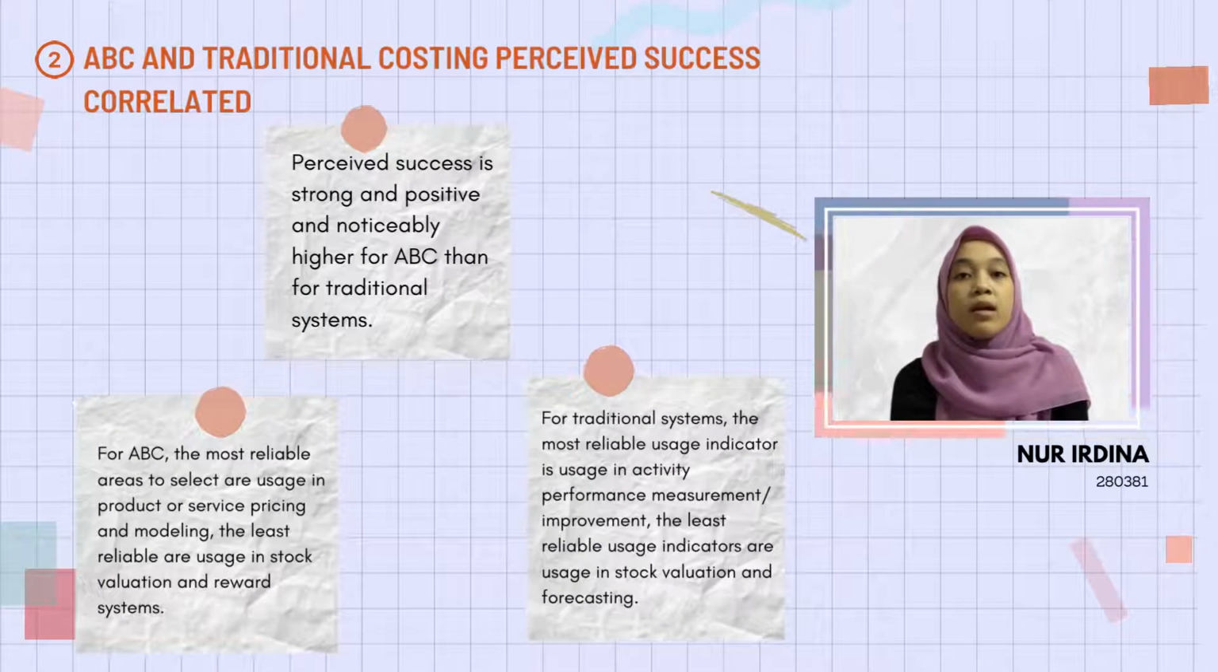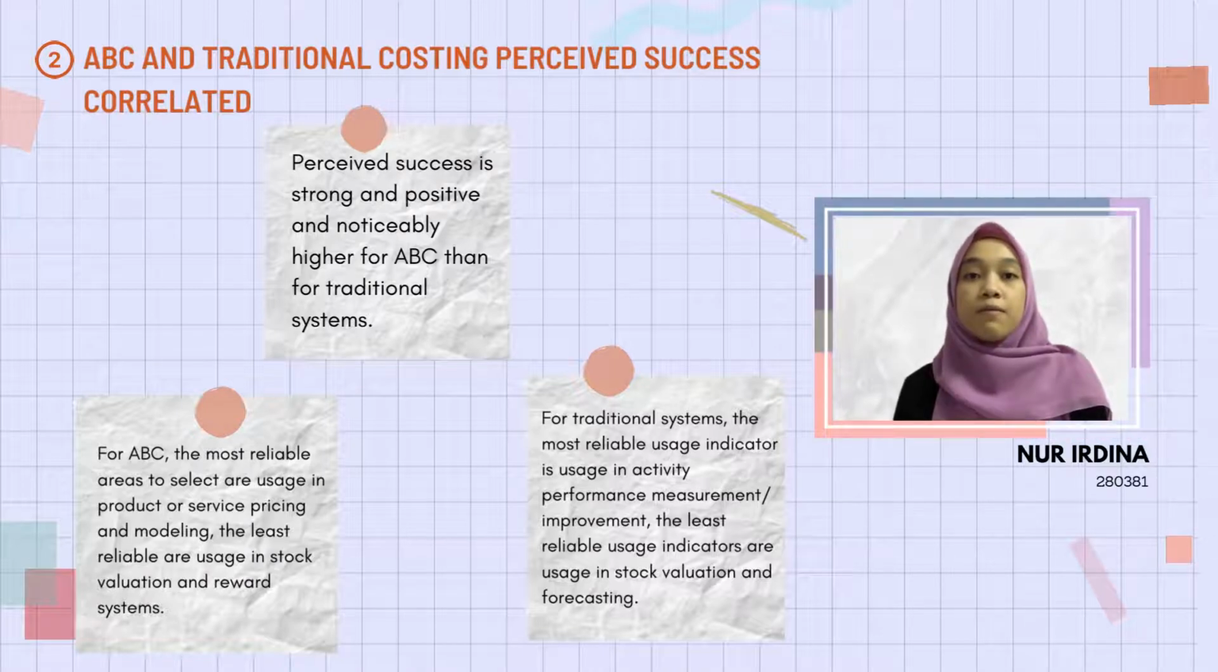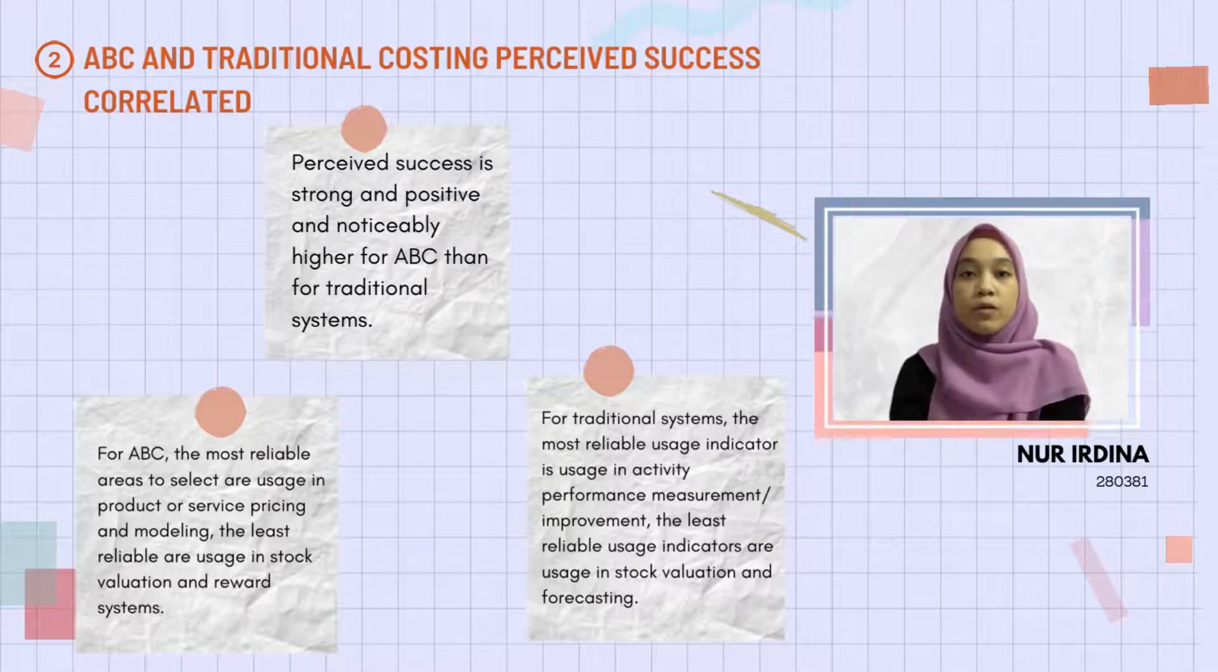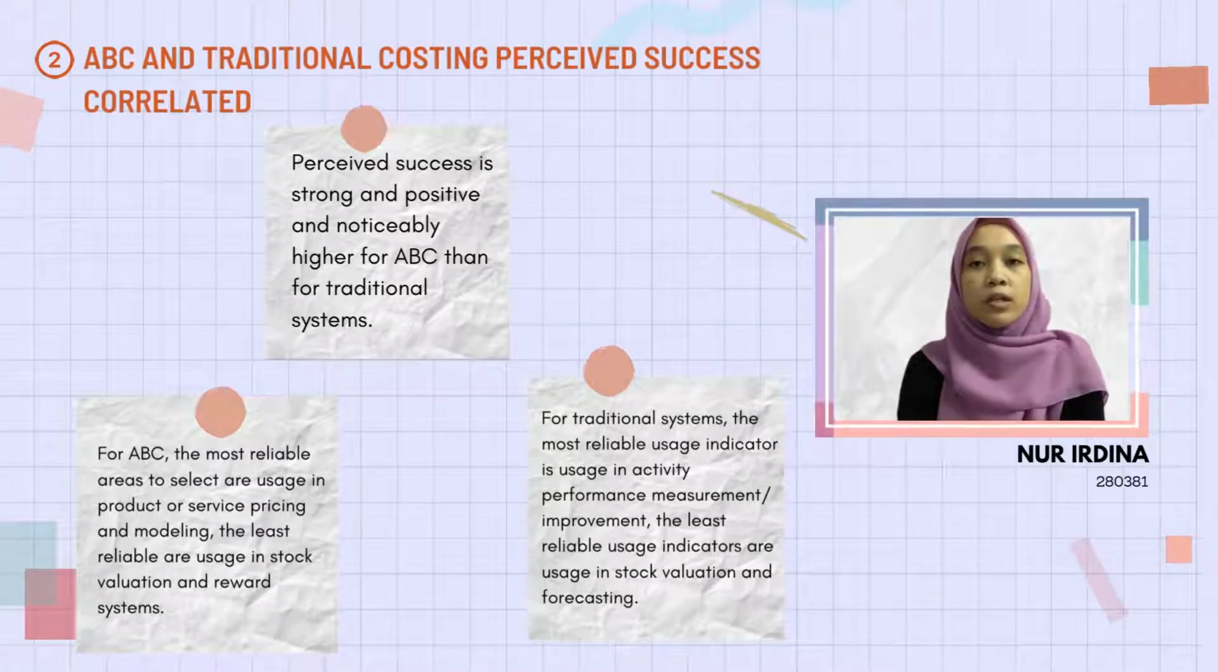The next point is how ABC and traditional costing perceived success are correlated. Perceived success is strong, positive, and noticeably higher for ABC compared to traditional systems. Success in specific areas of application is generally more reliable than usage as an indicator of overall success. For ABC, the most reliable areas of usage are product and services pricing and modeling, and the least reliable are the usage in stock valuation and reward systems. For traditional systems, the most reliable is usage in activity performance management and improvement. The least reliable are usage in stock valuation and forecasting.